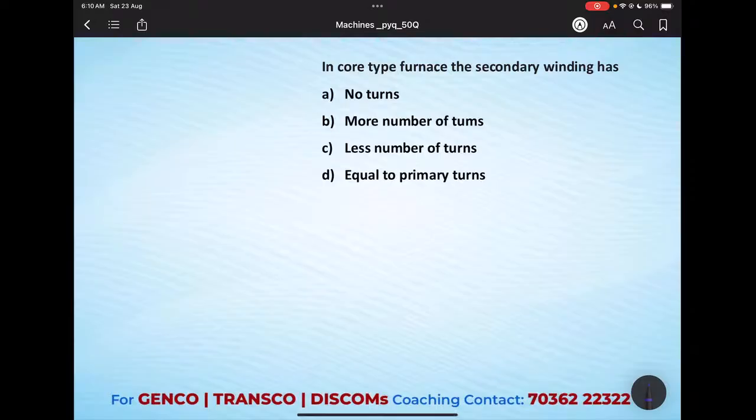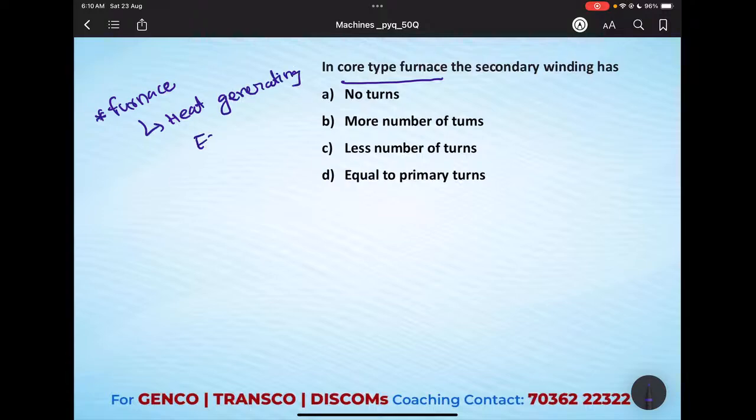The next question is: in a core type furnace the secondary winding is... What are they asking? Core type furnace. In general we know that a furnace is nothing but a heat generating equipment. Furnace is nothing but heat generating equipment.